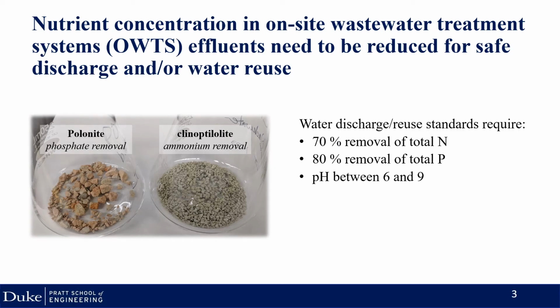Nutrient concentration in on-site wastewater treatment system effluents needs to be reduced for safe discharge and/or for water reuse. The standards for water discharge require 70% removal of the total nitrogen, 80% removal of the total phosphorus, and for the pH of the effluent to be between 6 and 9. We investigated the following silicate-based materials: polonite, which sources phosphate, and clinoptilolite, which targets ammonium.